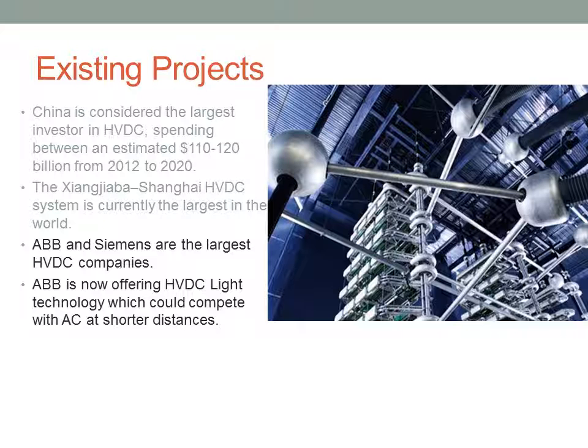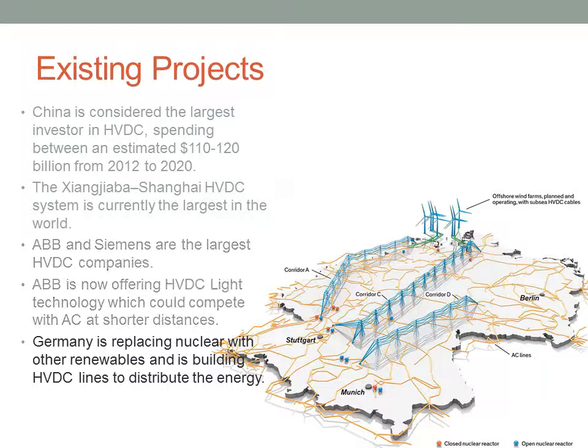Lastly, I'll take you guys back to an image from a previous slide. This map represents the proposed HVDC system in Germany. Following Fukushima, Germany committed to a plan to decommission all of their nuclear power plants, which would leave some of their major cities without power. HVDC lines are being used to distribute the power over long distances instead of building new power plants.